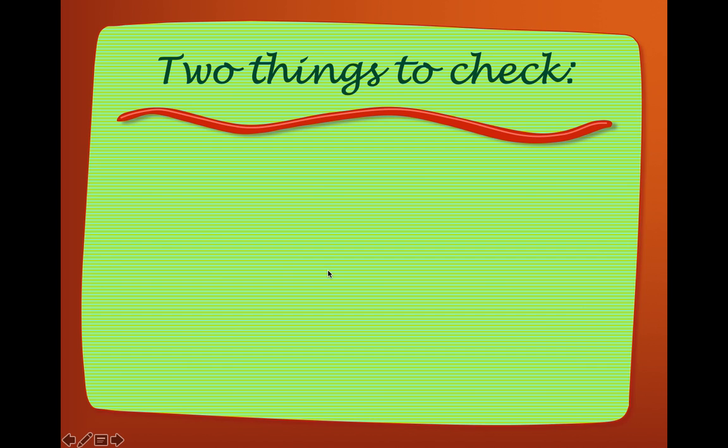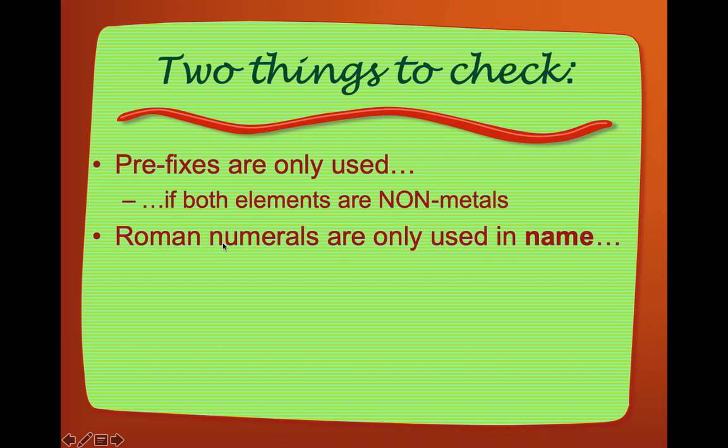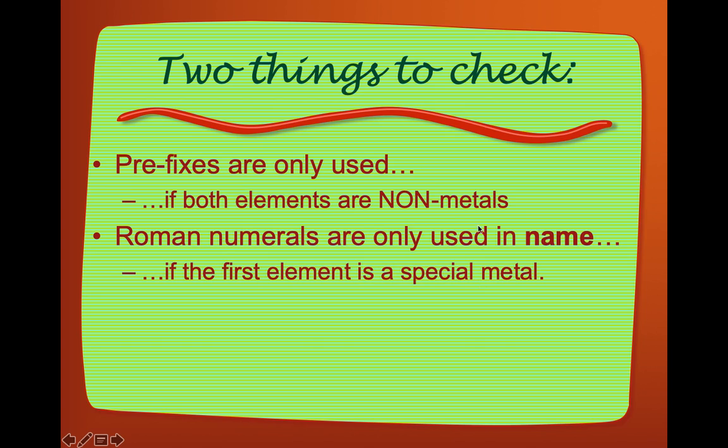All right, so there's two things you're always going to check when you are doing these names. Prefixes are only used if both elements are nonmetals, and Roman numerals are only used in a name if you have a special metal. So don't try to put prefixes in extra places in names. Don't try to put Roman numerals anywhere except the name of a special metal. And there's only a few of them. If you look on your ion guide sheet, there's not that many.